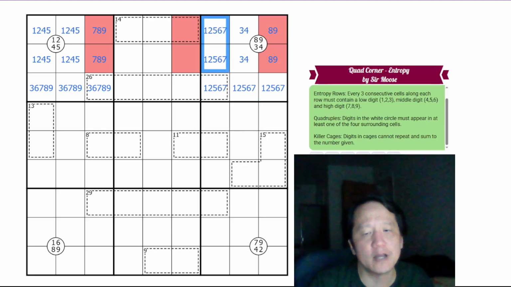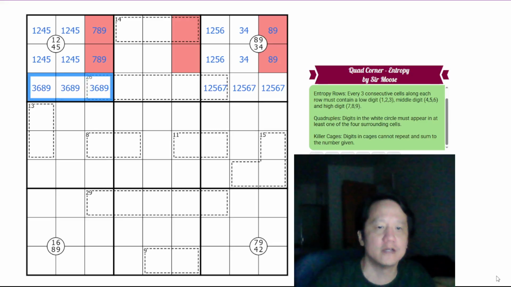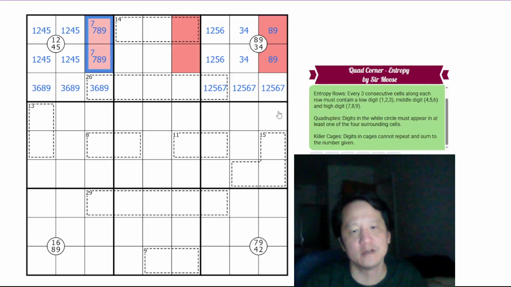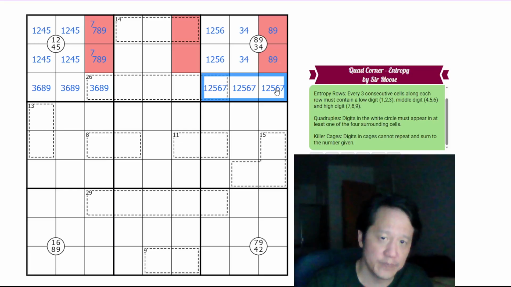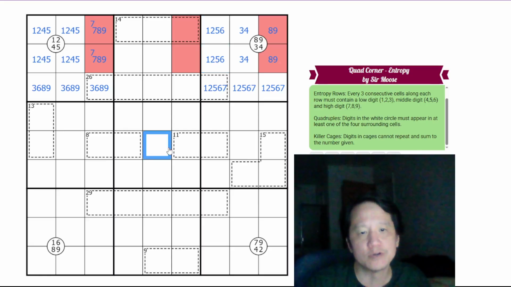This cannot be high because the high digit has to be one of these 3 cells here. So this must be 7 here, which means this cannot be 7 here. This is 8 or 9. We are guaranteed one of these is a 7. So this must be some combination of low and middle here. We don't know which.